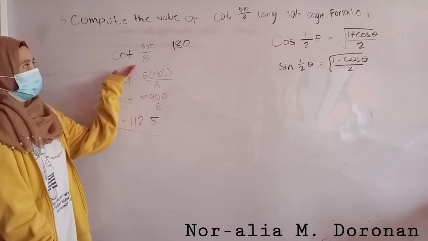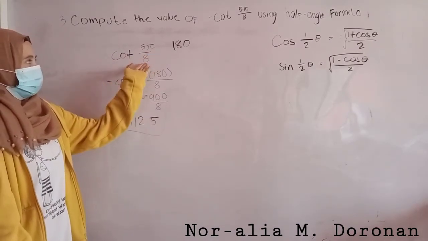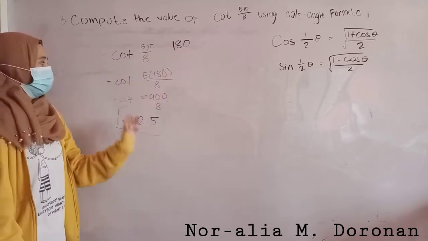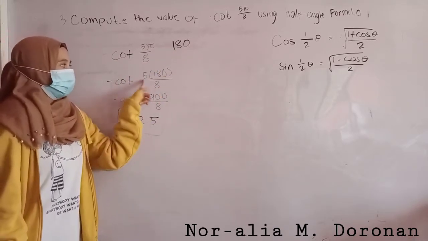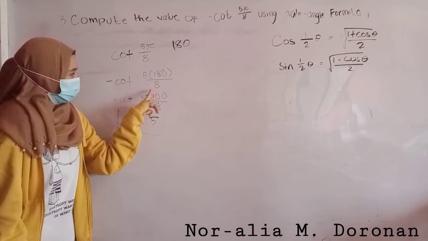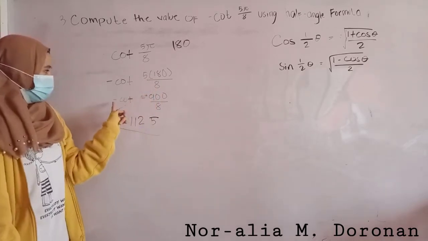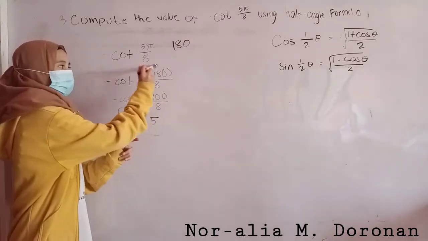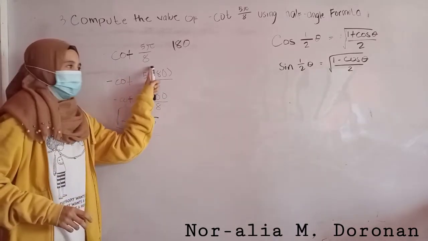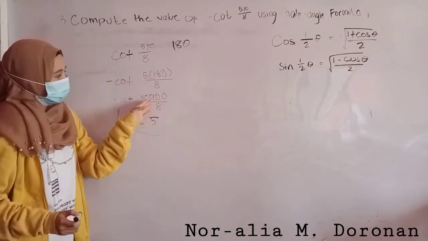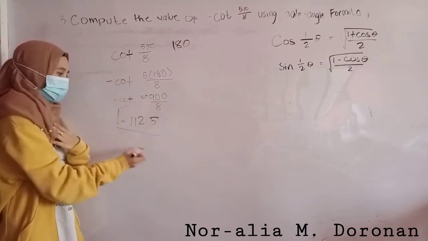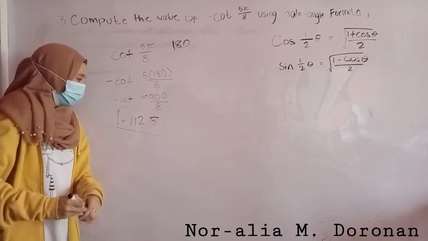So negative cotangent 5 pi over 8. So the pi is 180 over 180. So negative cotangent 5 times 180 over 8. Multiply it, so 900. Then divide it by 8, which equals 112.5.